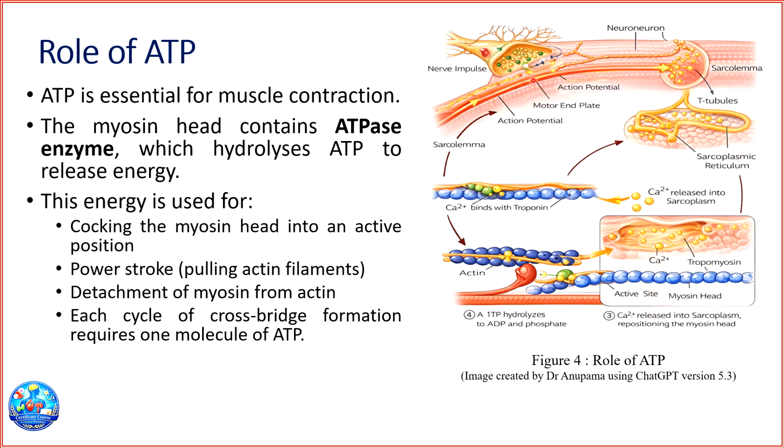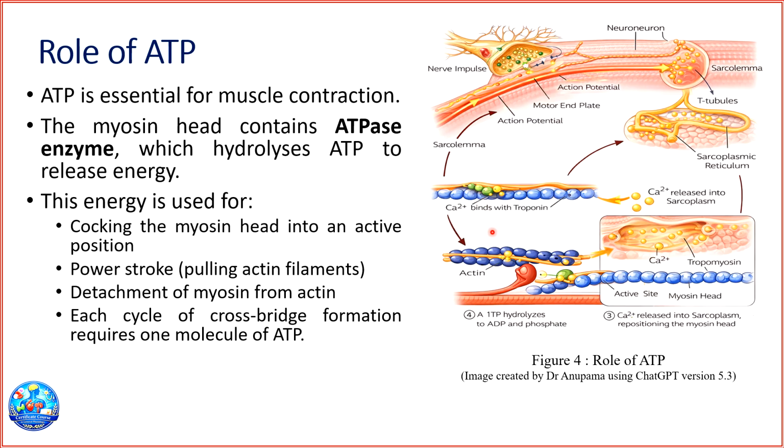action potential reaches the nerve endings, it is transferred to the muscle fibers across the motor end plate, and here the T tubules receive the signal, transferring it to the sarcoplasmic reticulum. The sarcoplasmic reticulum will release the calcium. So these are the actin filaments, which have the troponin and the tropomyosin.